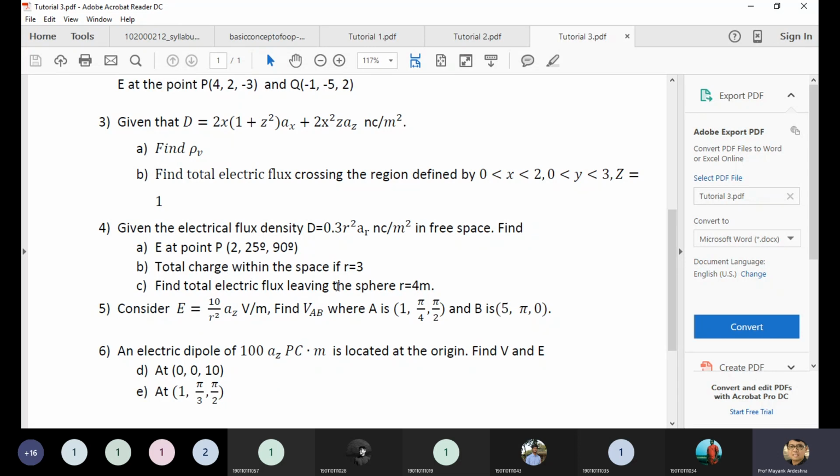Similarly, you can also find out the total electric flux for a different sphere which has a radius of 4 meters, which is almost similar to the example 3b part.